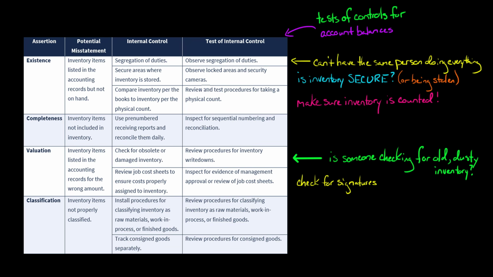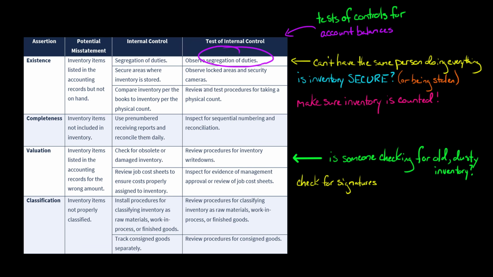Now, all those assertions we just talked about, tests of controls for inventory transactions. Now we're going to talk about tests of controls for account balances, right? So now we're talking about the inventory balance. So we said the client's asserting, hey, we have a certain amount of inventory on our balance sheet. They're asserting that inventory actually exists, right? They're saying there actually is inventory, that it's not just some number on a balance sheet.